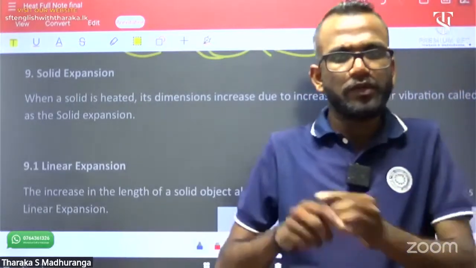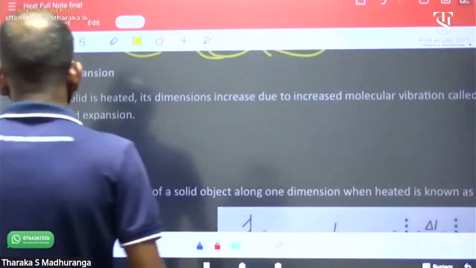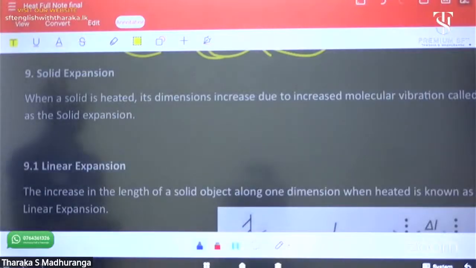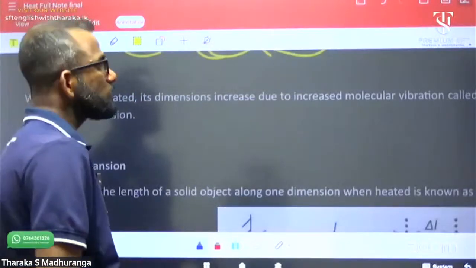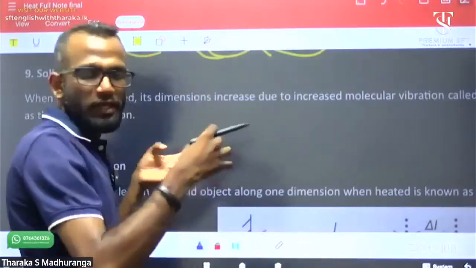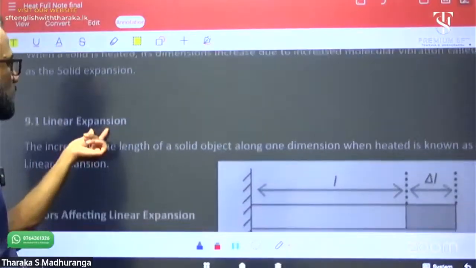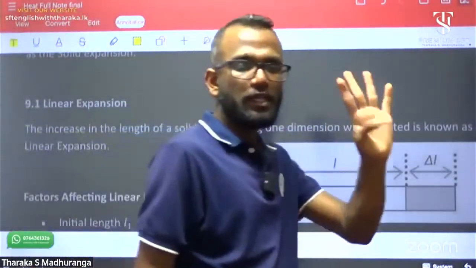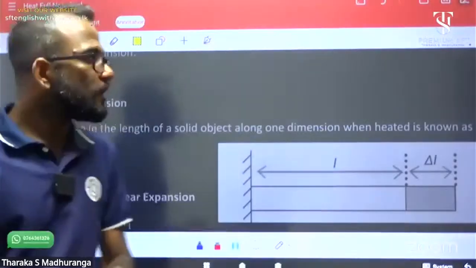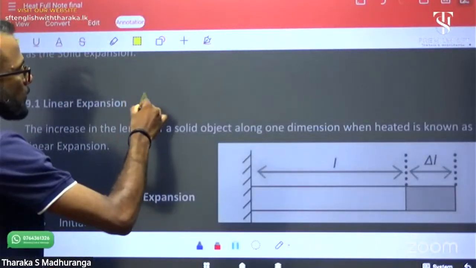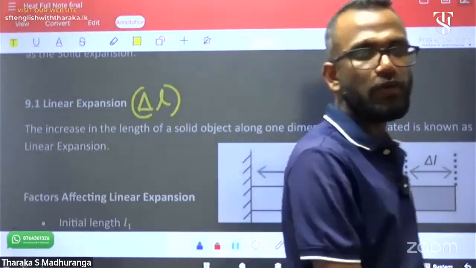Okay, let's try to complete linear expansion today. Then next week we can complete the expansion part. Solid expansion. When a solid is heated, its dimensions increase due to molecule vibration, that you already know. It is called solid expansion. Solid expansion is mainly three types: linear expansion, area expansion and volume expansion. The linear expansion we call delta L because the length is changing.